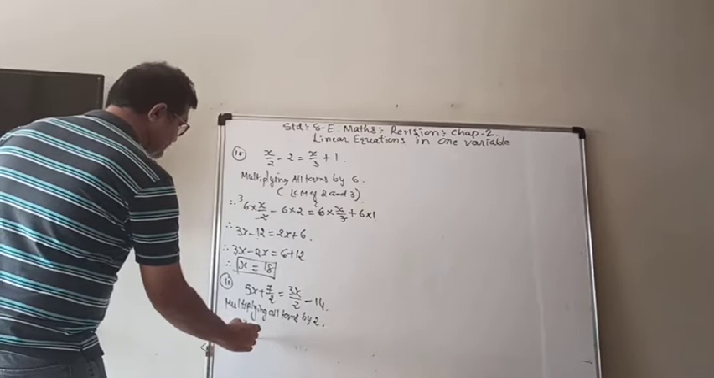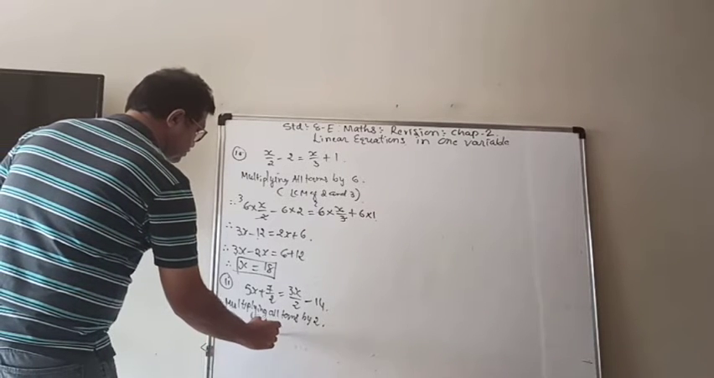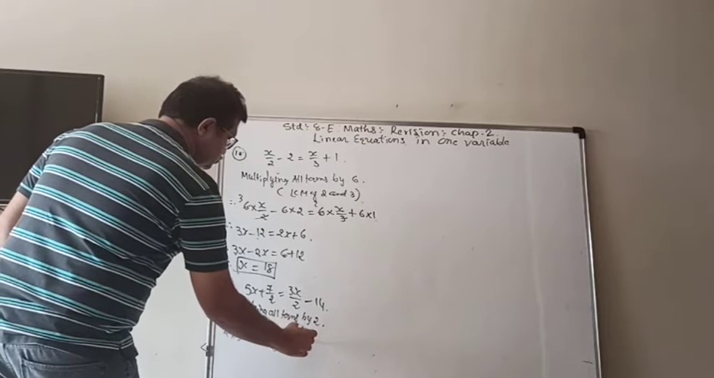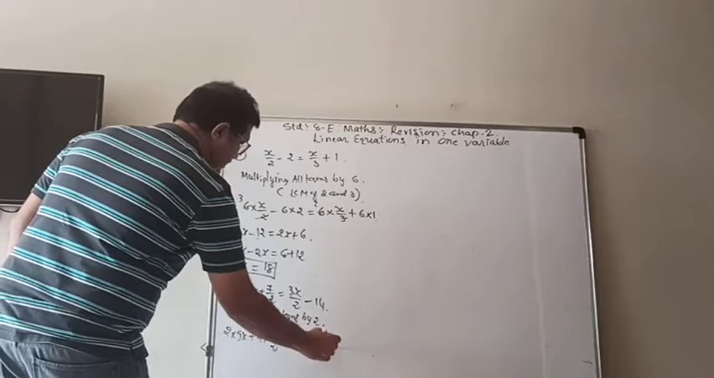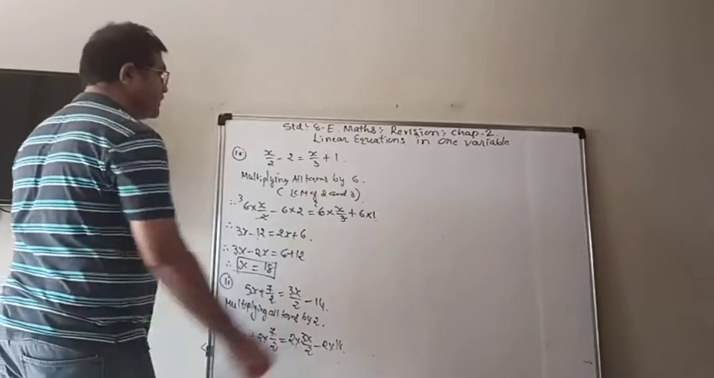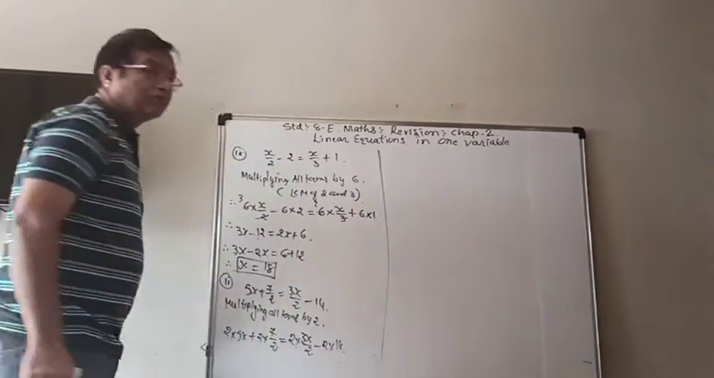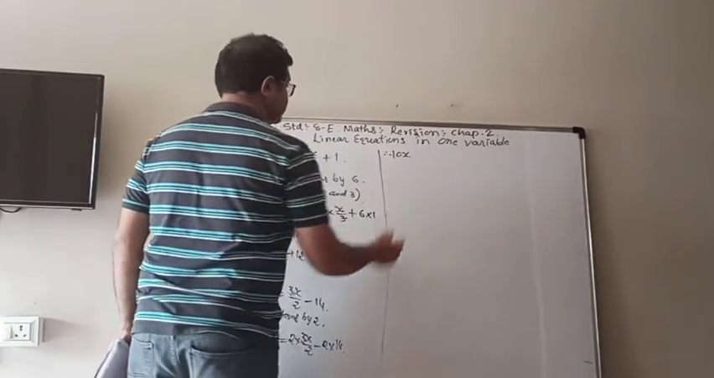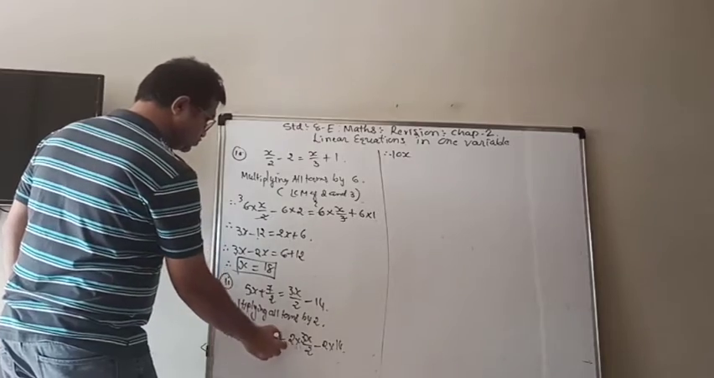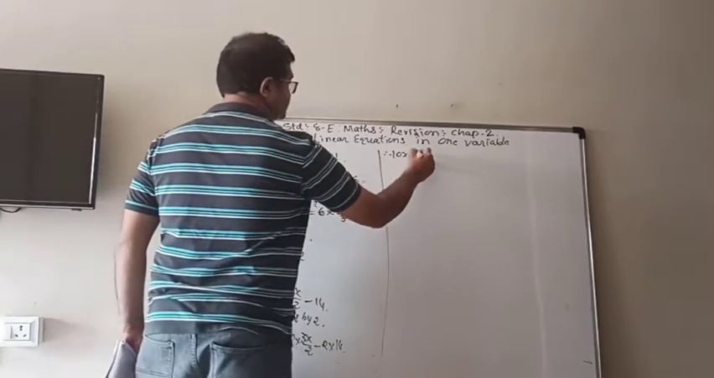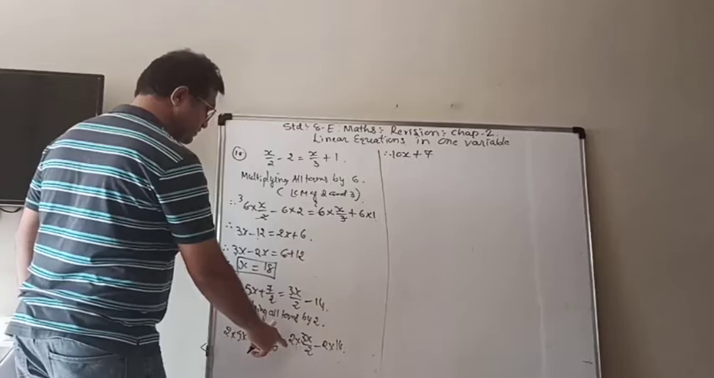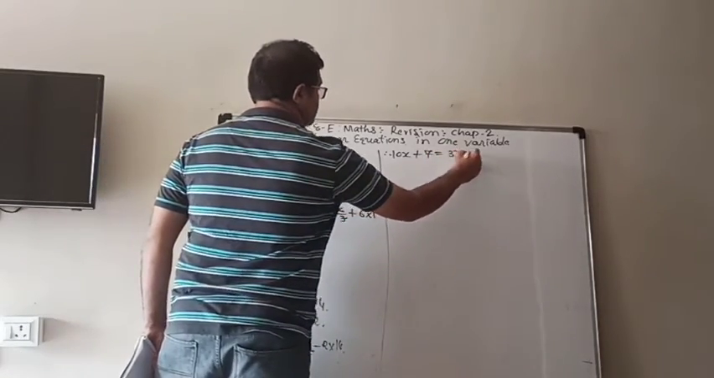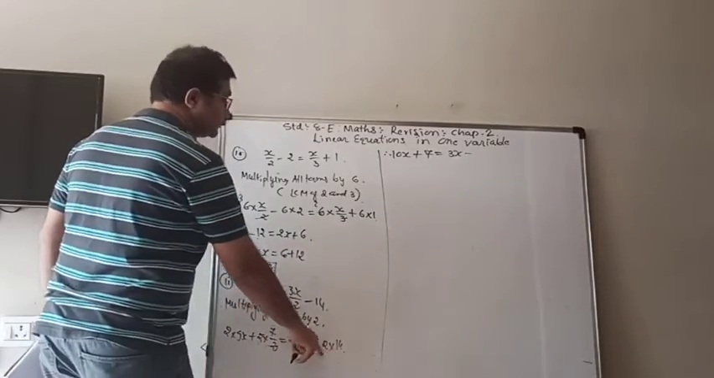2 multiplied by 5x, plus 2 multiplied by 7/2 is equal to 2 multiplied by 3x/2 minus 2 multiplied by 14. So 2 5s are 10x plus, 2 cancels, so 7. So 10x plus 7 is equal to, here also 2 cancels, so 3x minus 14 2s are 28.